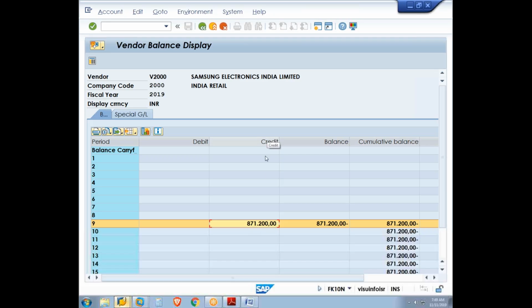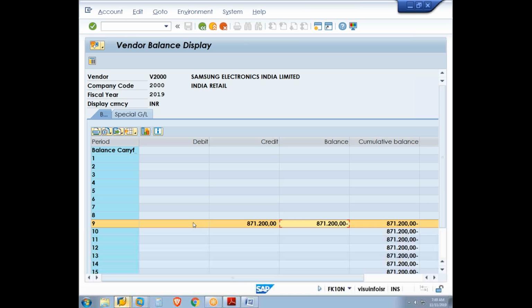Now you can see it is posted on the credit side. Okay. So there is a credit balance. Now how will it be balanced? Whenever you make a payment to the vendor, it is debited to the vendor account. Thereby the payables are reduced. Okay. So the transactions are exactly opposite.